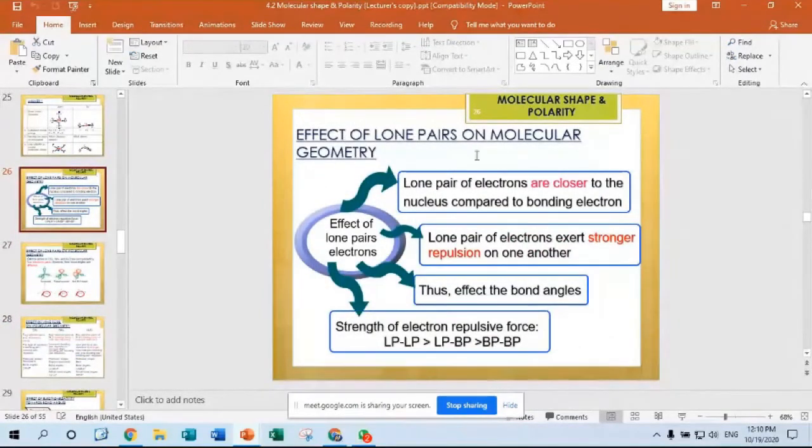Effect of lone pair on molecular geometry. Lone pair electrons are closer to the nucleus compared to bonding pairs. Lone pair electrons exert stronger repulsion on one another. That's why when there is a lone pair, the lone pair will push the bonds. That's why the bond angle will be smaller than the original one. So there is an effect on the bond angle. Okay, check.